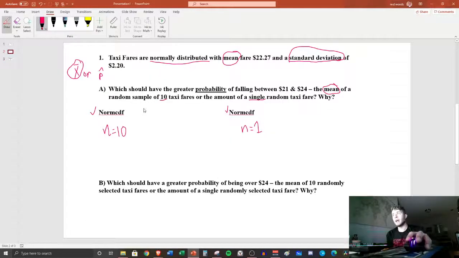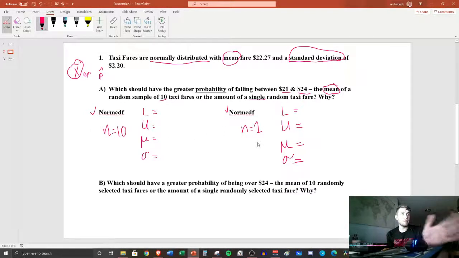All right, next. So we have lower, upper, mean, and standard deviation for each of these. So we're going to write these down. You should be writing them with me: lower, upper, mean, and standard deviation. Okay, so we know that we want it to be between $21 and $24. So which one is going to have the higher probability? A sample of 10 or a sample of 1?